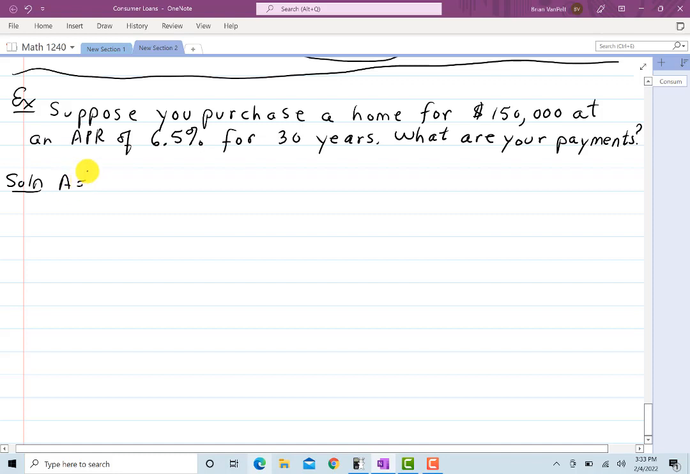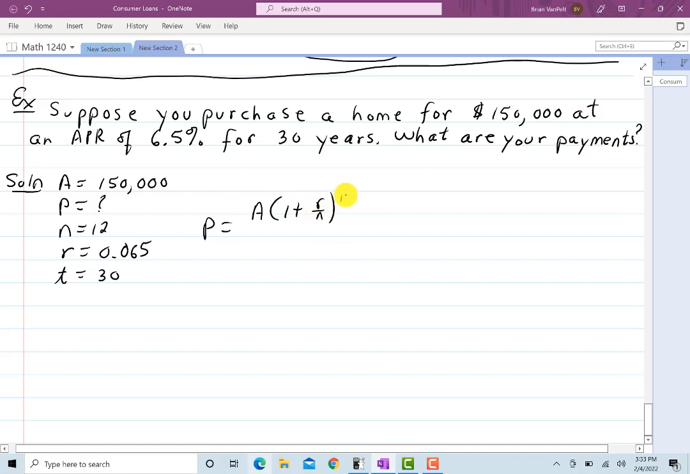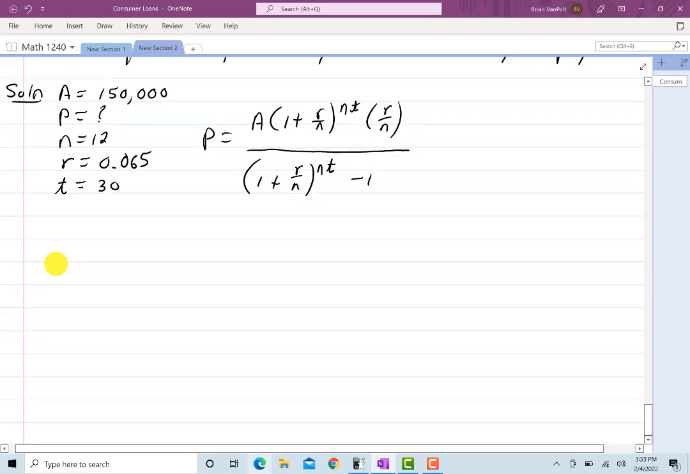Let's put our numbers in. A will be 150,000. P, I don't know that. N will be 12. R equals 0.065. T will equal 30. So once again, my formula: A times (1 plus R over N) to the NT times R over N, divided by (1 plus R over N) to the NT minus 1. Now let's plug our numbers in.